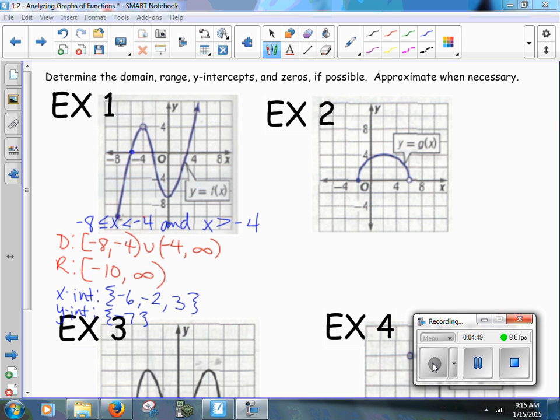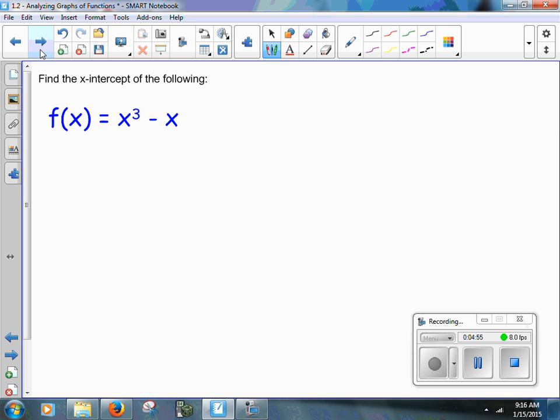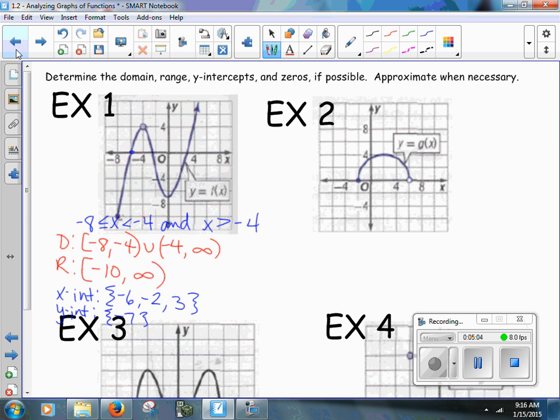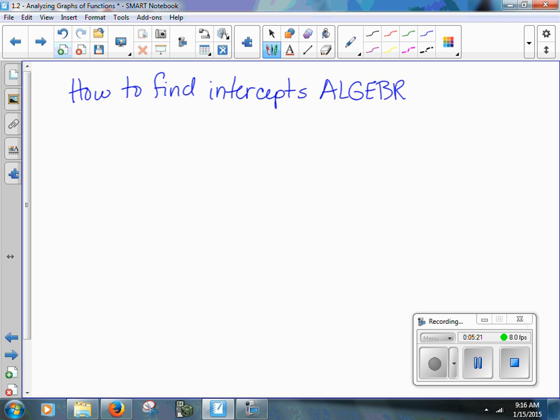Now, of course, we ain't gonna do that. We ain't gonna do this either. We're not gonna do that. Yes, we are. I told you a lie, a big old lie. We're gonna put something in here: how to find intercepts algebraically. Algebraically, okay?